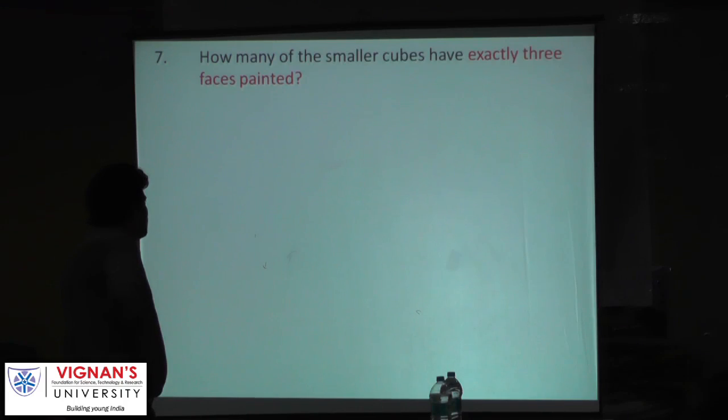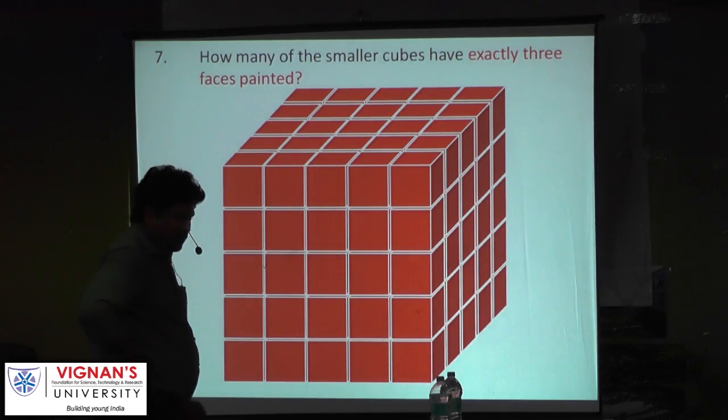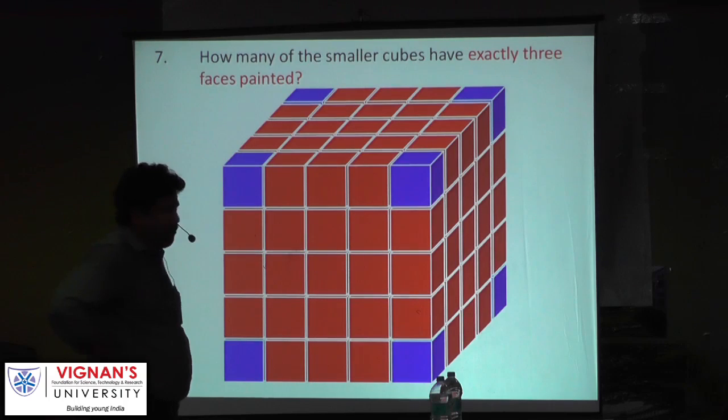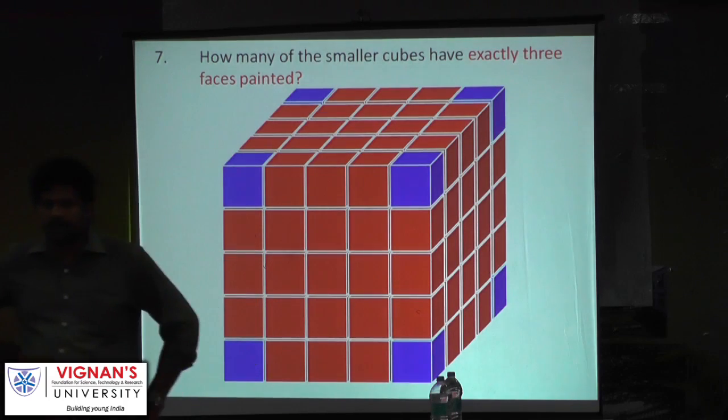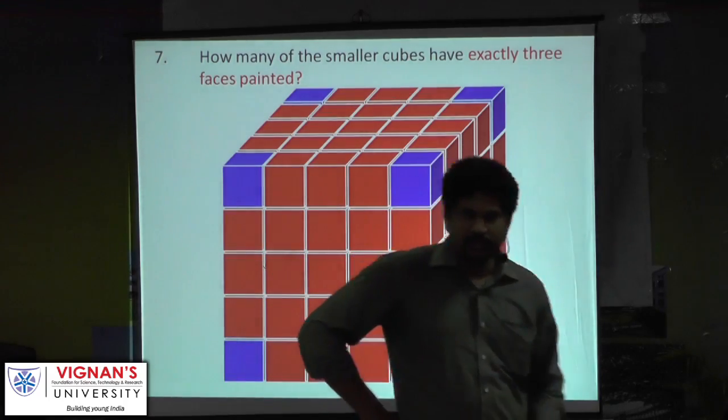How many of the smaller cubes have exactly 3 faces painted? Exactly 3. Where do you find such cubes? Corners, right? Those cubes have 3 surfaces exposed.